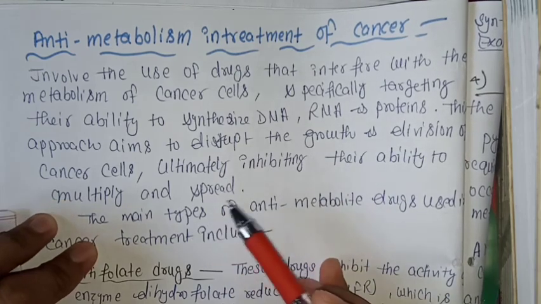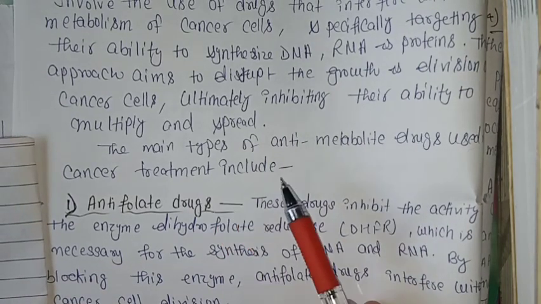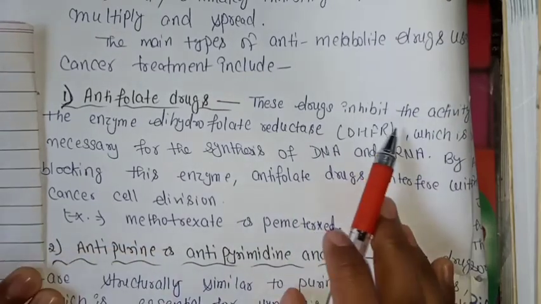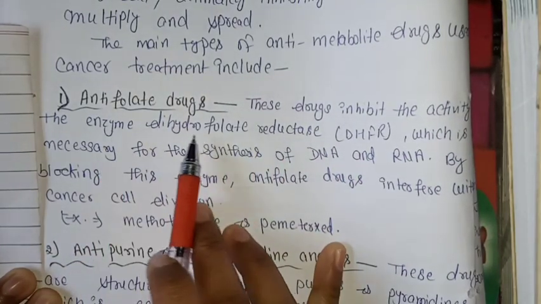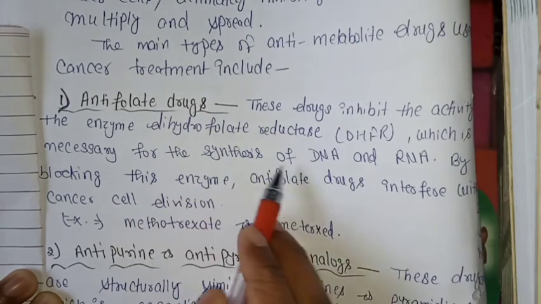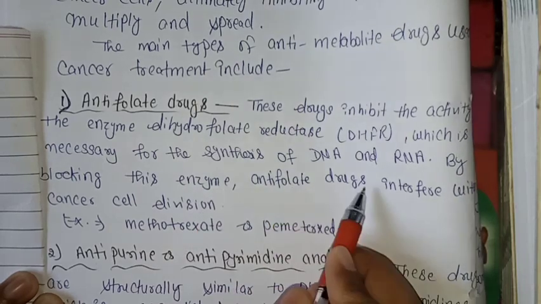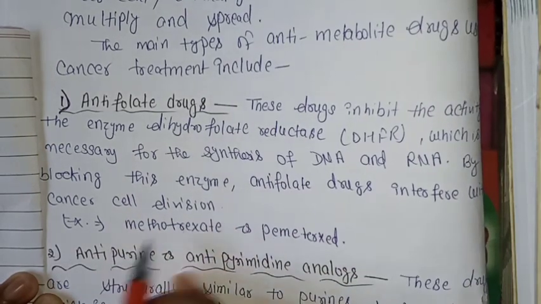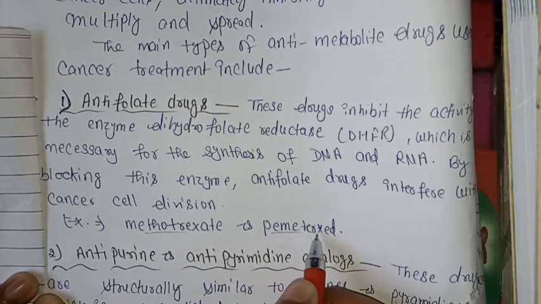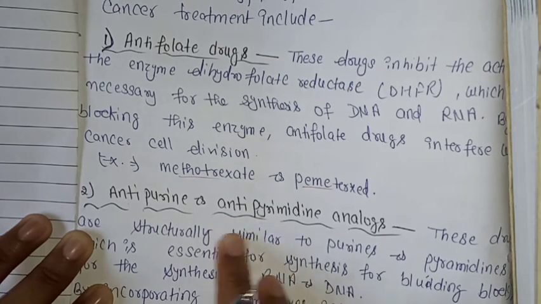to multiply and spread. The main types of antimetabolite drugs used in cancer treatment include antifolate drugs. These drugs inhibit the activity of the enzyme dihydrofolate reductase, which is necessary for the synthesis of DNA and RNA. By blocking this enzyme, antifolate drugs interfere with cancer cell division. Example: methotrexate and pemetrexed. And second is antipurine and antipyrimidine analogs.